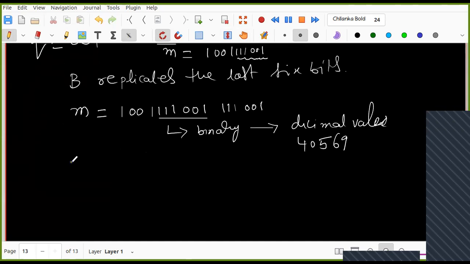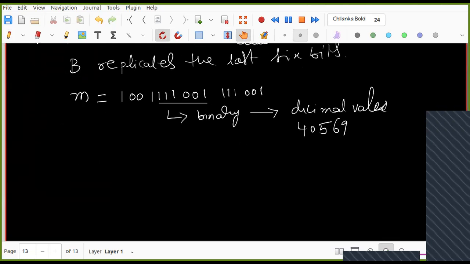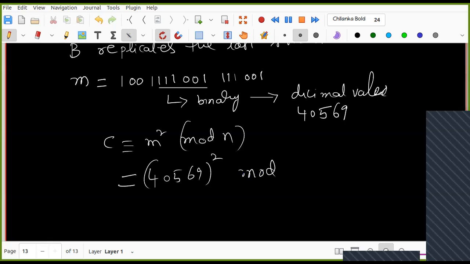Now what will B do? Before actually sending the message, this is my original message, but I convert it into M by repeating the last 6 digits. Then she computes the ciphertext. So C is congruent to M square modulo N, correct? My M is 40569, squared, modulo N. N is 91687. If I compute, I'm going to get 62111.